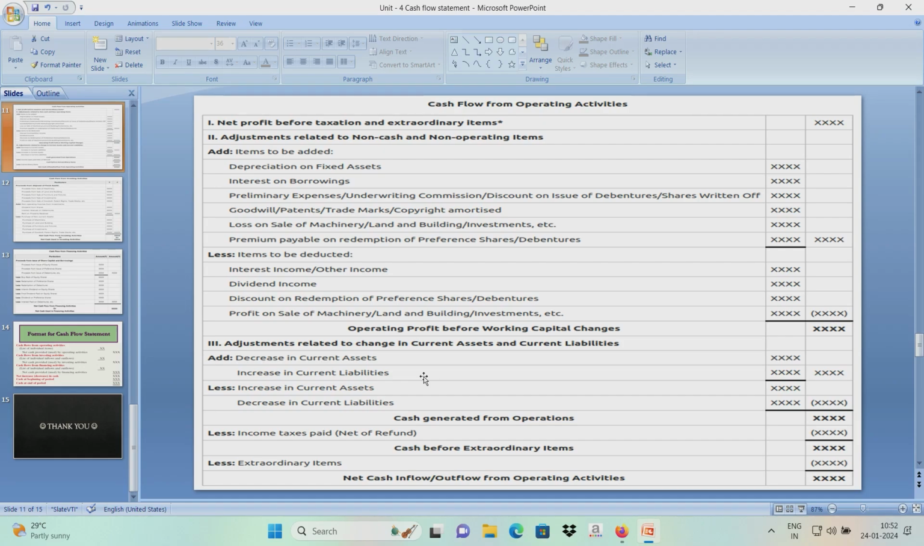After that, again we have to subtract the extraordinary item to find out the operating activities, that is, the cash inflow or outflow from the operating activity. If the answer is positive, then it is an inflow. If it is a negative figure, then it is an outflow.